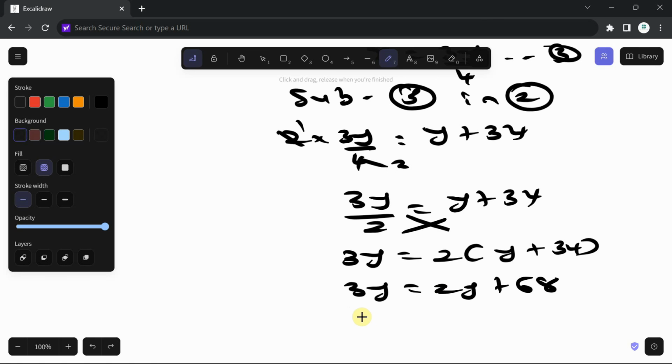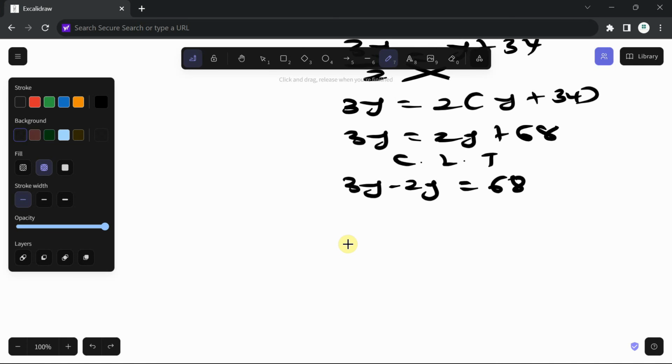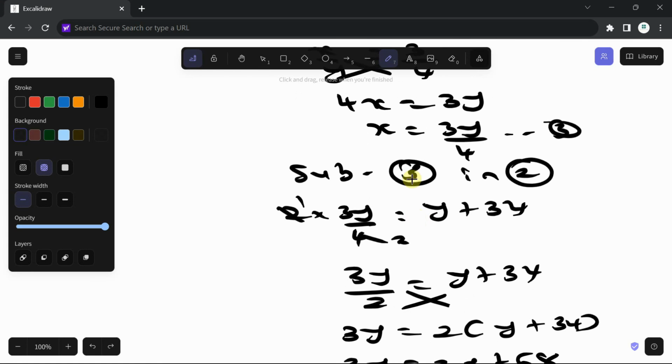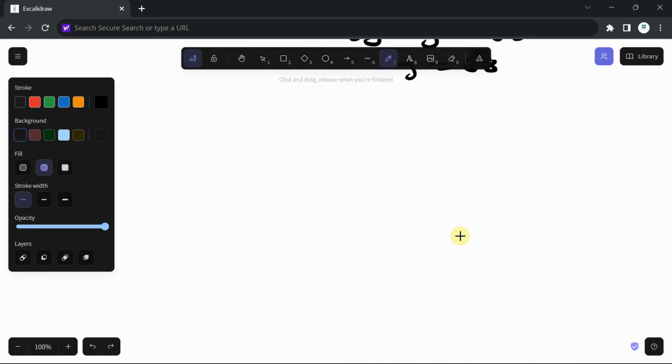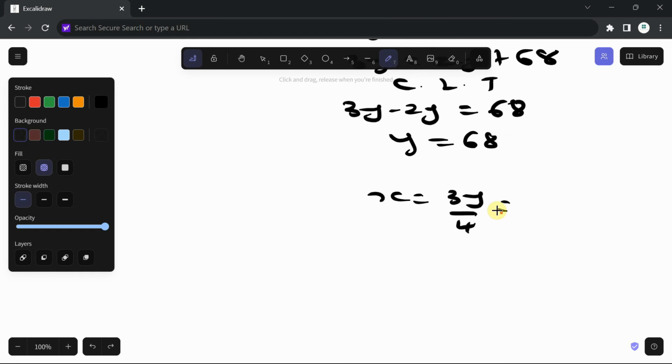So if I collect like terms, so 3y minus 2y is equal to 68, right? And if I resolve 3y minus 2y, it's just y. So y is equal to 68. So we know what our y is, right? Next thing we need to find our x. We know from here that our x is equal to 3y over 4. So since x is equal to 3y over 4, I'll just replace what y is. We got y to be 68, so that will be 3 times 68 divided by 4.